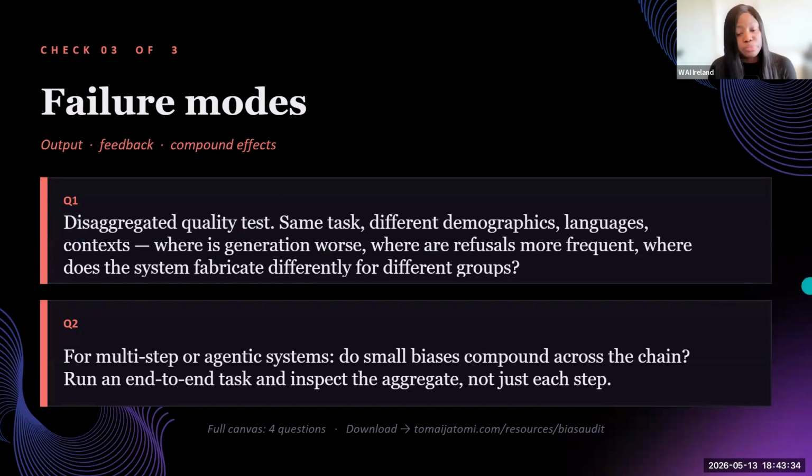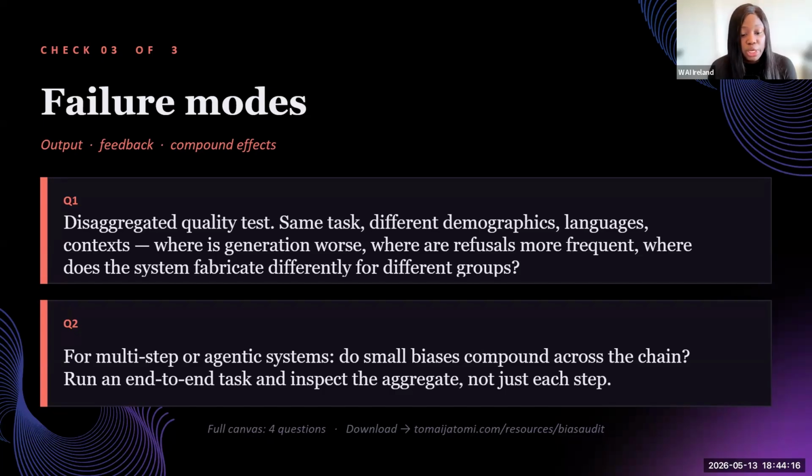The first question there is the practical application of the habits that we discussed earlier, disaggregating our inputs or our data points, right? Never accepting an aggregate. So what you want to do here is run the same task across several demographics or several languages, different contexts, and see where the system is lazy or clumsy, right? Where are the outputs getting worse? Or, as I mentioned earlier, where are refusals more frequent? And where does the system begin to make things up, fabricating things differently, maybe for several users?